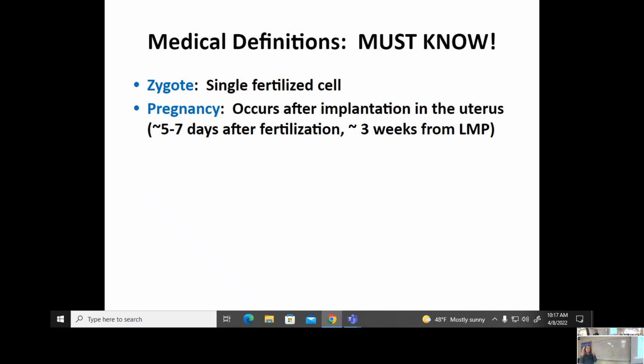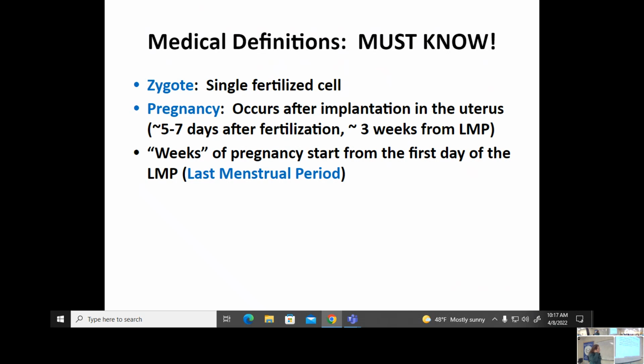So pregnancy is when the embryo implants, and that's usually around a week after fertilization, and usually around 3 weeks after the last menstrual period. So that's when we can start to tell someone is pregnant. The time before that is the mystery time. We can't detect it in the individual yet.